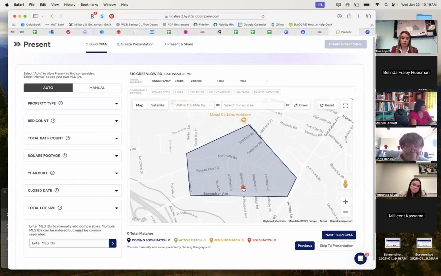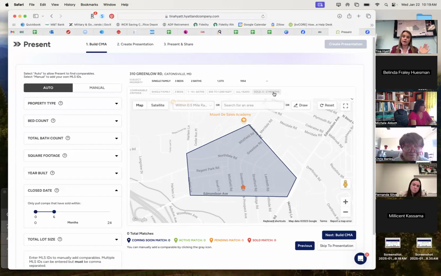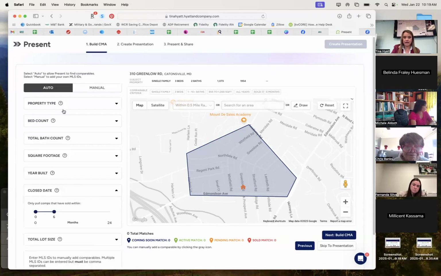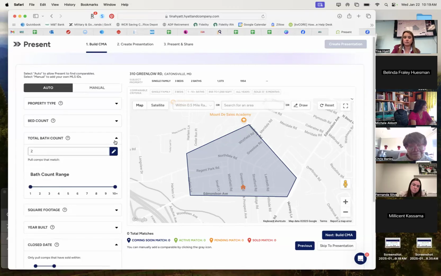So notice only one. Oh no, that's my subject property. So there's nothing in here in Academy Heights in 6 months. So I might want to go back a little bit farther. I can change over here on the left, I can change my details as well. So it's only looking at 2 baths. So maybe I want to take that out, or maybe I want to expand it to 3 baths. I can do 3 to 5 baths or 3 to 4 baths.